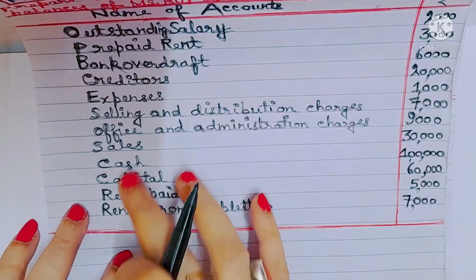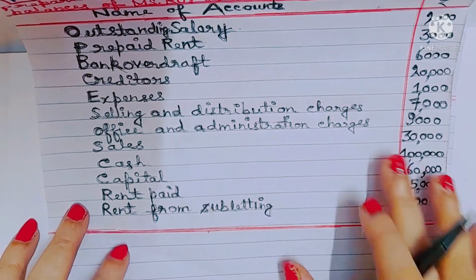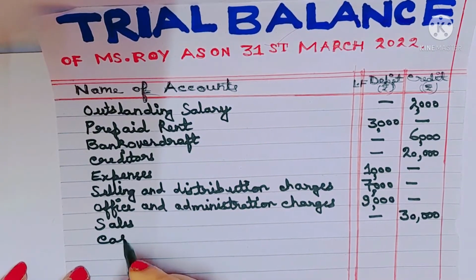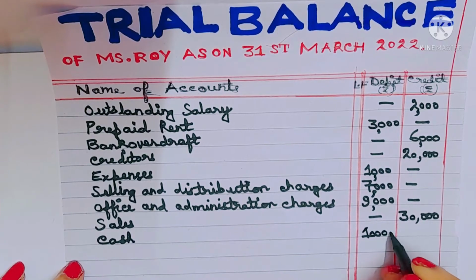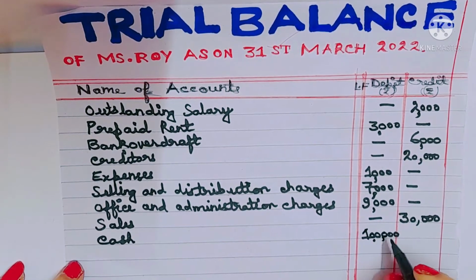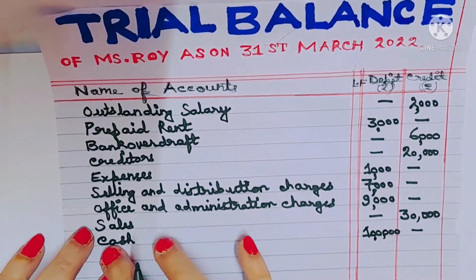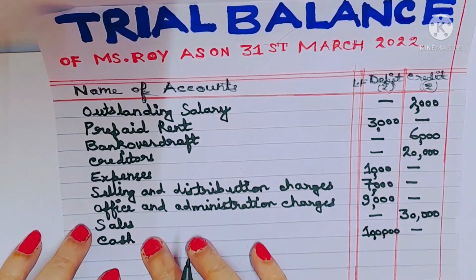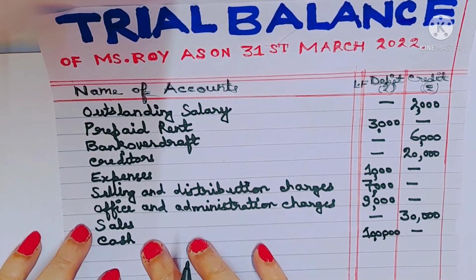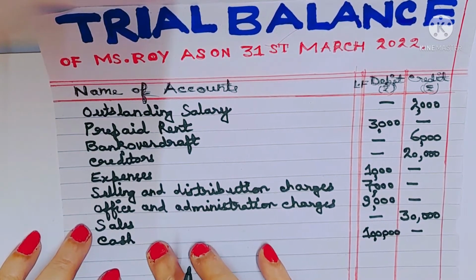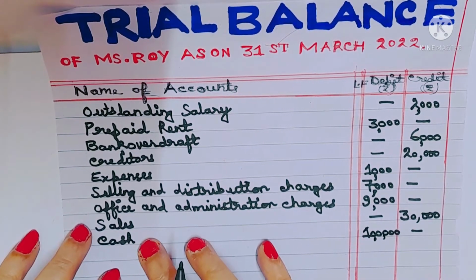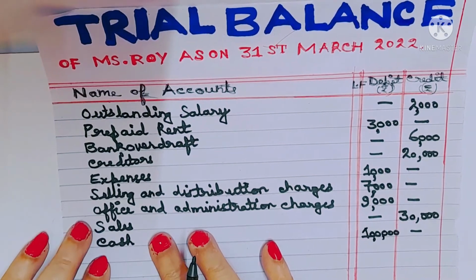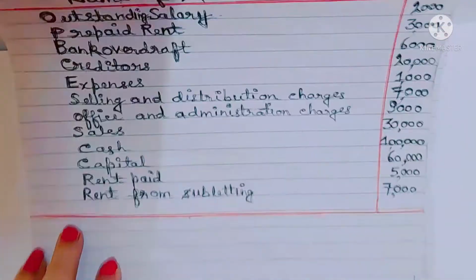Cash 1 lakh. Let's write cash 1 lakh. Cash is a debit balance. Why? Because cash falls under real account. According to real account, what comes in is debit. From the business point of view, cash comes into the business. So cash account will be debited. Understood? Let's see the next account.